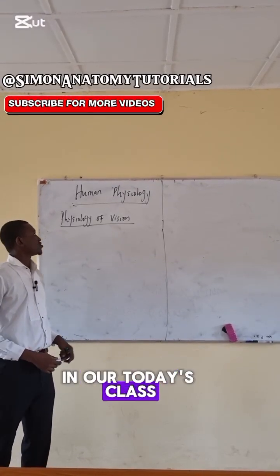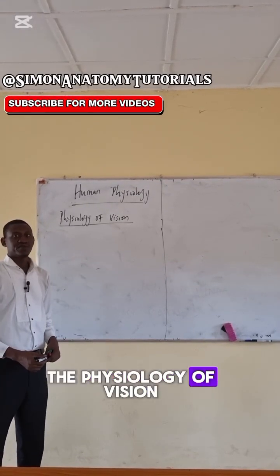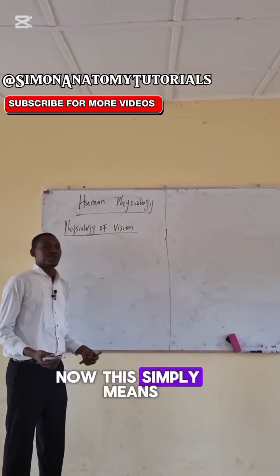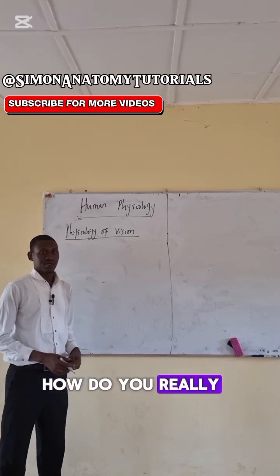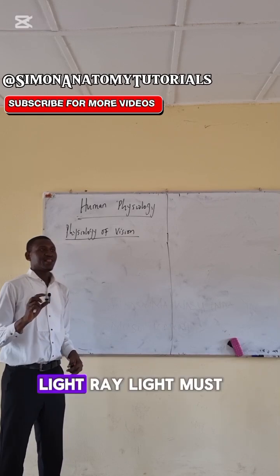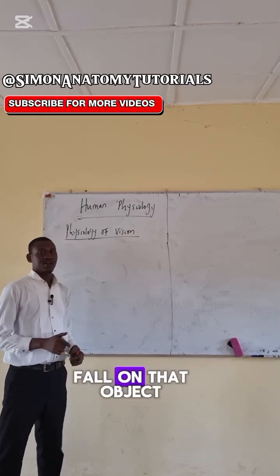In our today's class, we'll be looking at the physiology of vision. Now, this simply means how we see. How do you really see? So for you to be able to see an object, light must fall on that object.